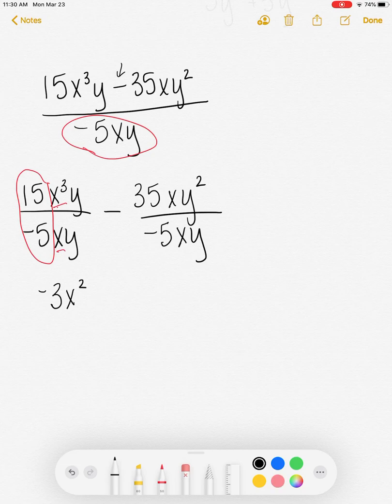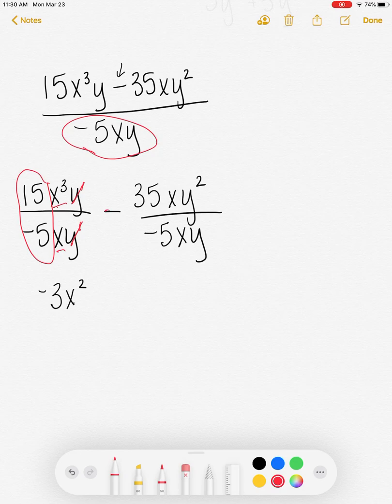What happens to our y's now? We have y to the first over y to the first. So we can look at that one of two ways. One way we could say 1 minus 1 is 0, y to the 0. Anything to the 0 power is 1. Or we could say y over y cancels out because that's 1. Either way, the y disappears from that first term.